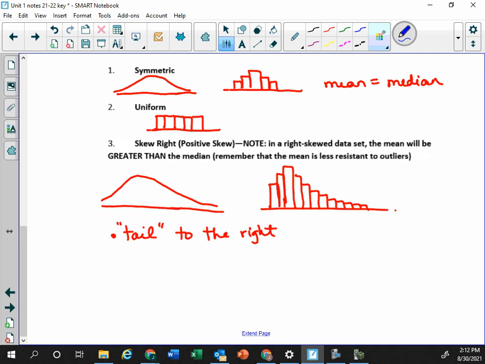And then a good tidbit to remember with your skewed data, the mean is going to follow that tail. So like your median might be, you know, near the middle here. Median right in there. The mean is always going to be greater than the median because it's going to get pulled by those more extreme values out to the right. Okay. The mean is less resistant to outliers.